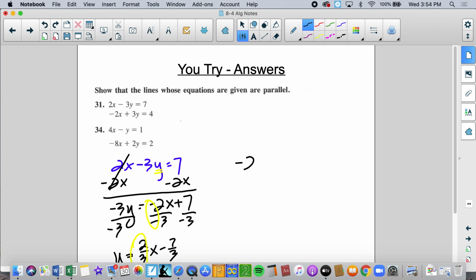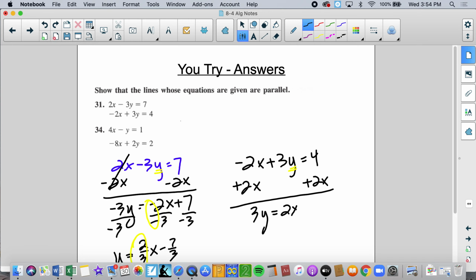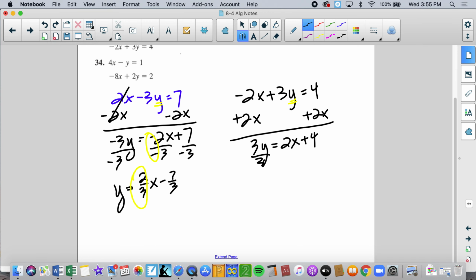The other equation is negative 2x plus 3y equals 4. Remember, we're trying to isolate y. What's going to get rid of a negative 2x is a positive 2x. You get 3y equals 2x plus 4. We're going to divide by 3, divide by 3, divide by 3. Y equals 2/3 x plus 4/3. What's the slope? The coefficient of x.